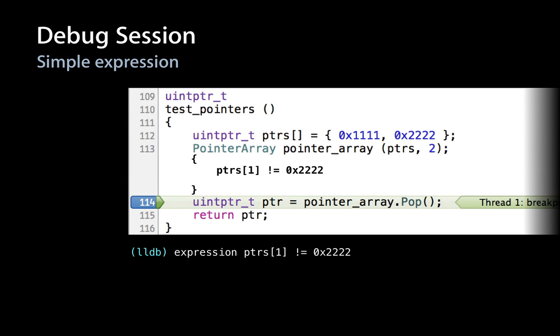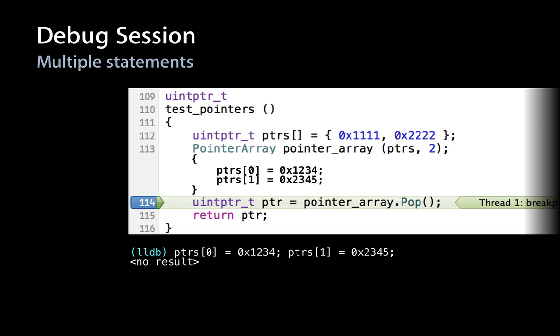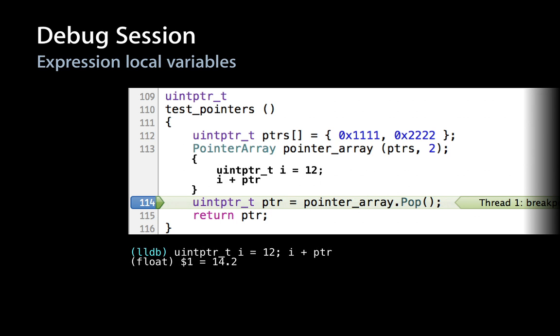So if we get back to our code, we can do a simple expression like this where we just check for the equality of an item inside of our array. But we have a compiler as our expression parser. We're not limited to single statements. We can do multiple statements. We can actually declare expression local variables. Here we declare a typed expression local variable whose lifetime is good for only the expression itself.